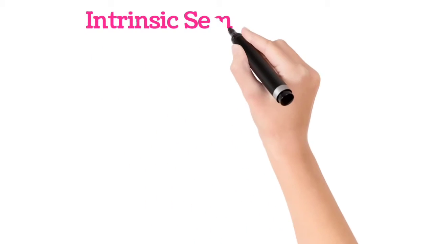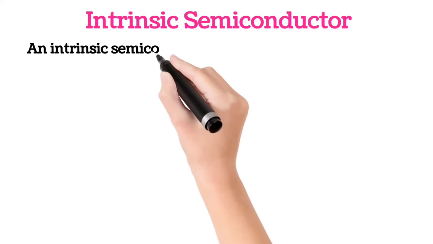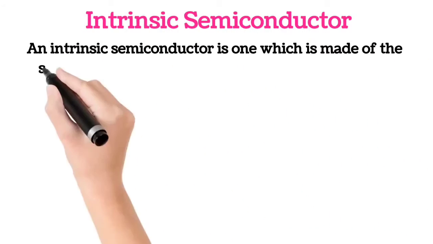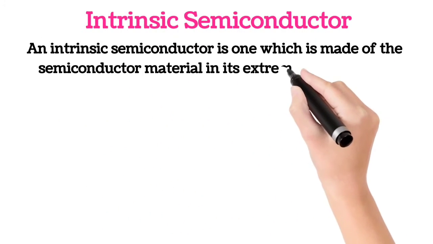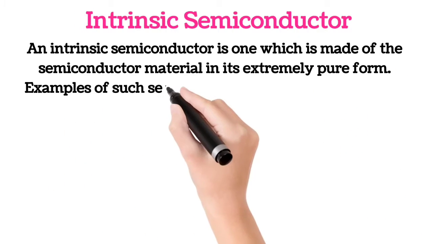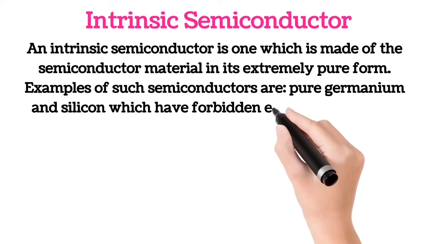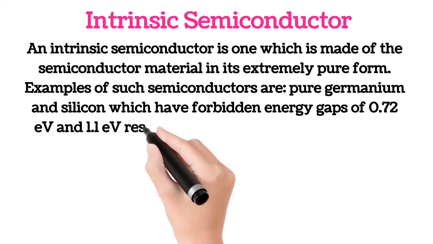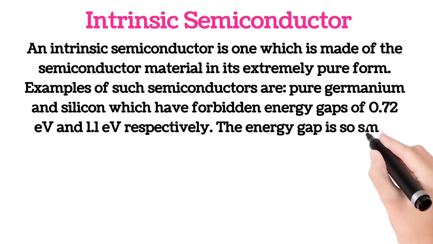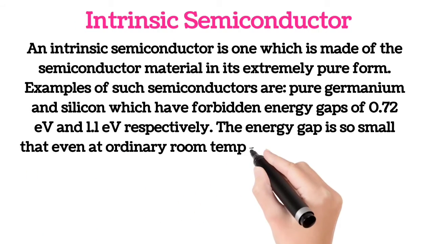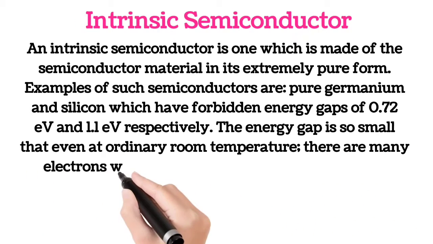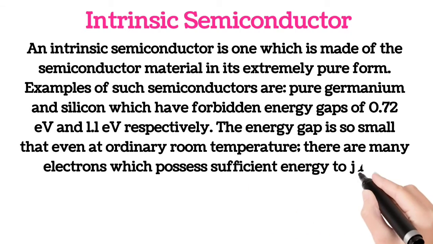An intrinsic semiconductor is one which is made of the semiconductor material in its extremely pure form. Examples of such semiconductors are pure germanium and silicon, which have forbidden energy gaps of 0.72 electron volts and 1.1 electron volts respectively. The energy gap is so small that even at ordinary room temperature, there are many electrons which possess sufficient energy to jump across the small energy gap between the valence and the conduction bands.